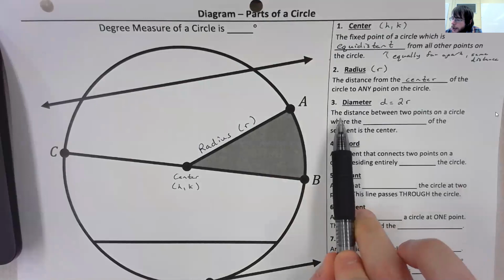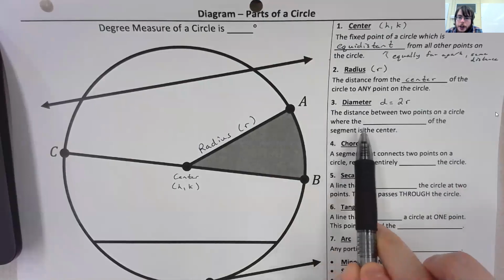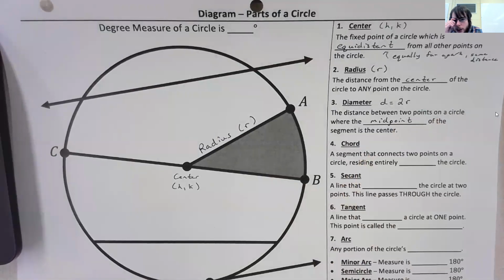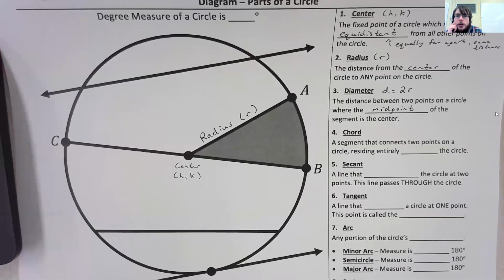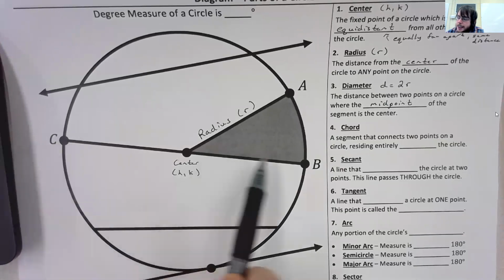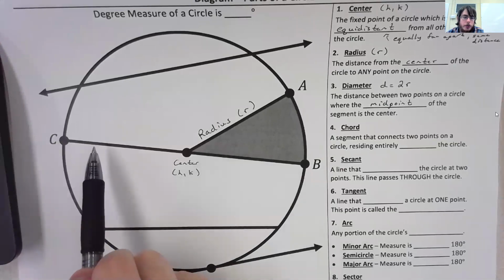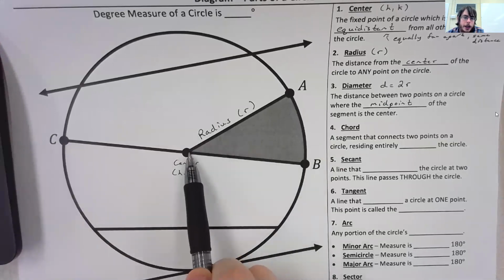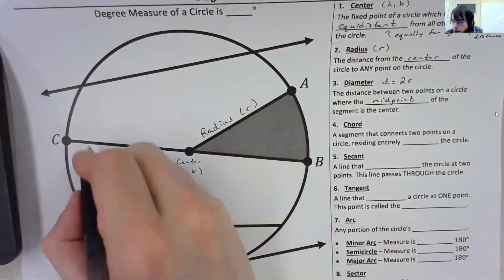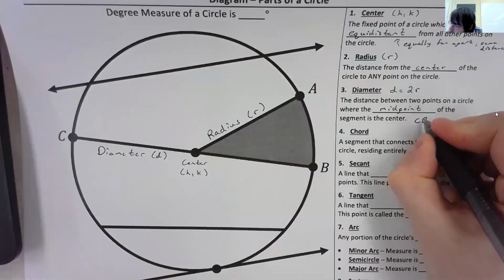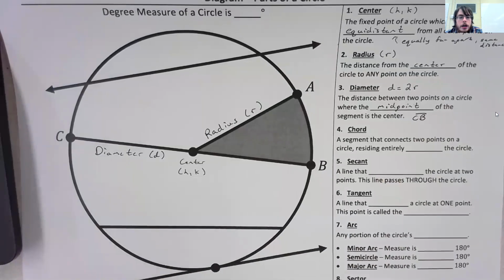Additionally, the diameter is the distance between 2 points on a circle where the midpoint of the segment is the center. Okay, so the midpoint of the segment is the center when you have a diameter. So in this diagram, do you see a diameter anywhere here? And you should see that segment CB, or segment BC, whichever way you want to write it, would be a diameter because it goes from point C to point B, and the midpoint of it is the center. Okay, so the diameter here, that would be CB on our diagram.